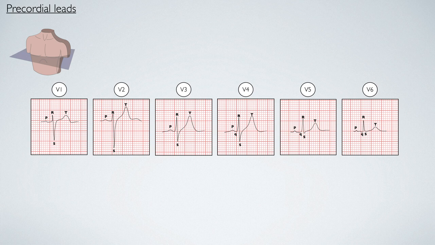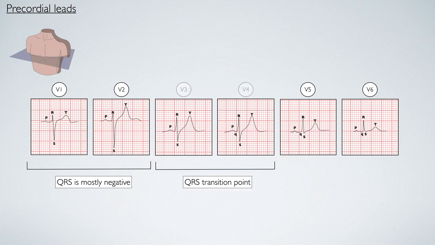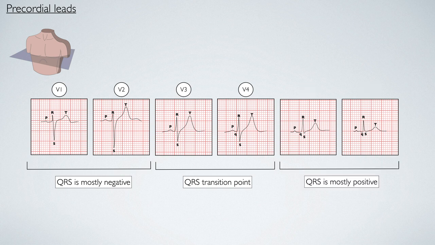In V1 and 2, the RS complex is primarily negative. They have a deep S wave which is formed by electrical activity moving away from the electrodes as the left ventricle depolarizes. The QRS complex in leads V3 and 4 are equally positive and negative, and this is referred to as the transition point. In leads V5 and 6, the QRS complex is mainly positive, owing to the vector of electrical activity moving towards these electrodes as the left ventricle depolarizes.